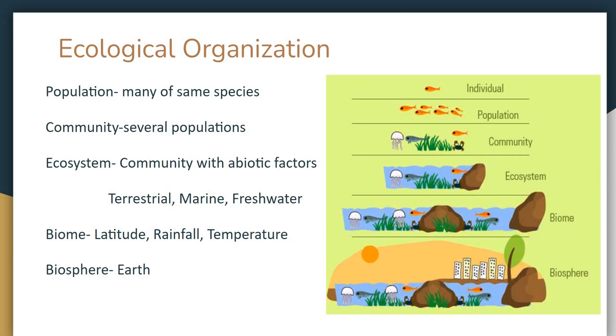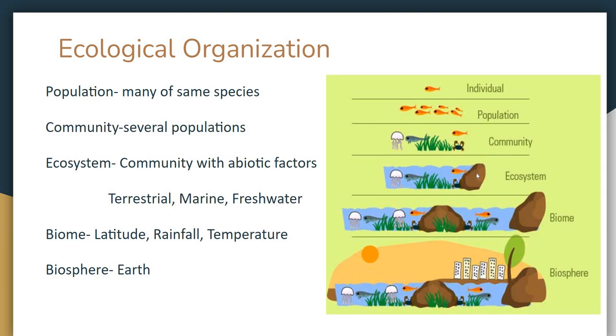So ecological organization starts with a species. Many of a species is what we would call a population. So we have many fish here, for example. A community would be many populations, so many different types of fish or crabs or jellyfish all put together here. Now, so far, all we're talking about here are biotic differences, different types of organisms.